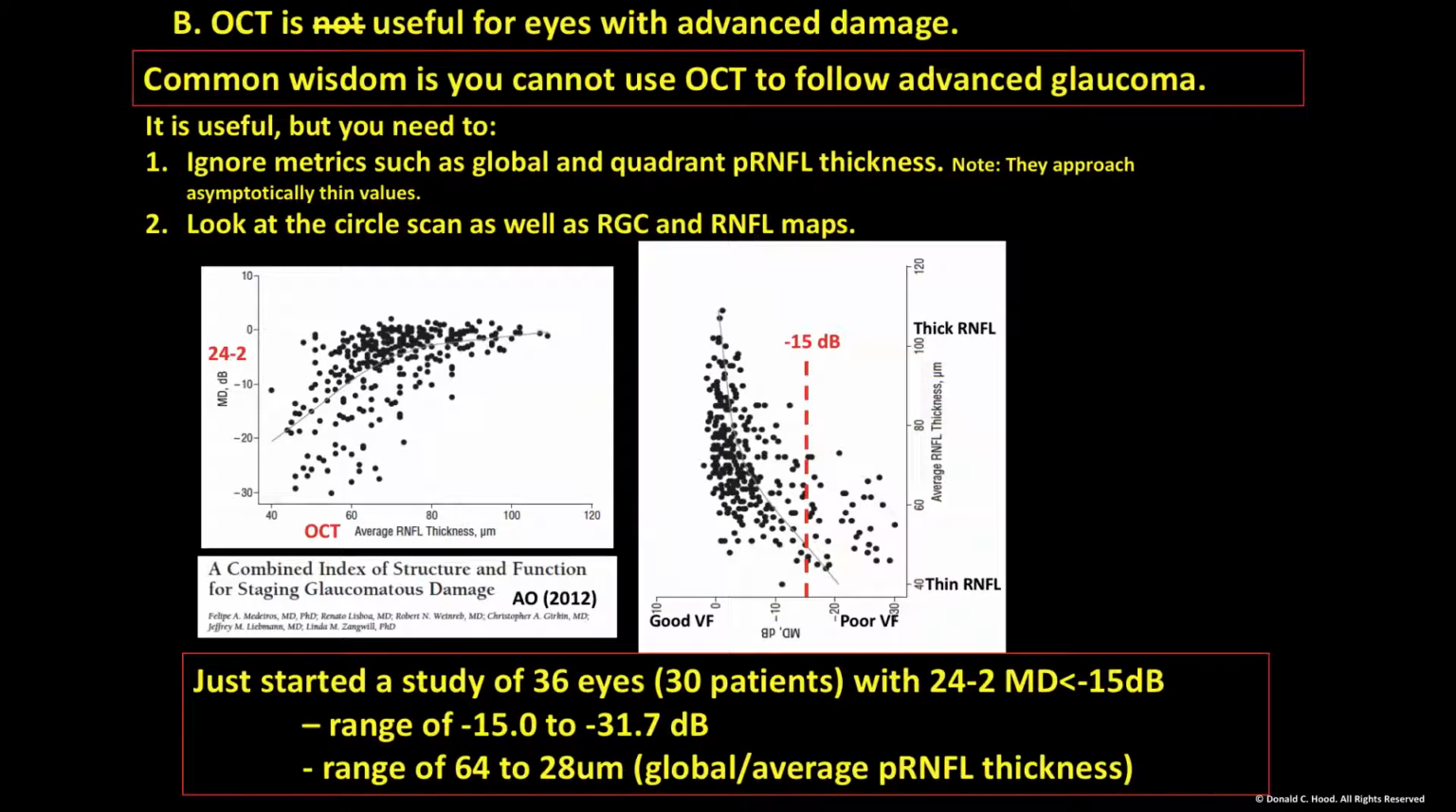All right, so we just started a study of 36 eyes from 30 patients with mean deviations on the 24-2 worse than minus 15 dB. In fact, they range from minus 15 to almost minus 32. And the global thickness ranged from 64 microns to 28 microns. This was the range of the visual field values. That was the range of the OCT values. So our eyes fell into this box here.